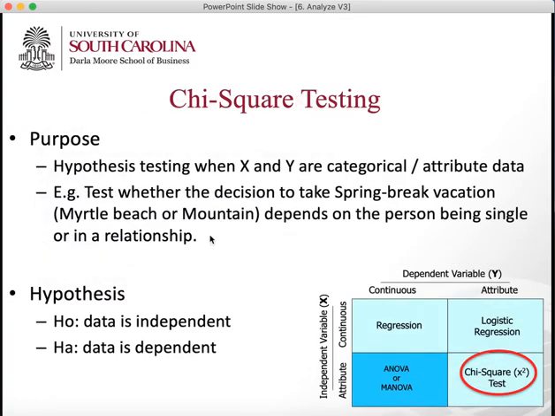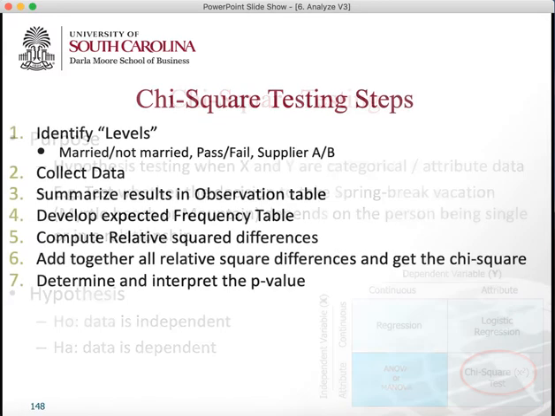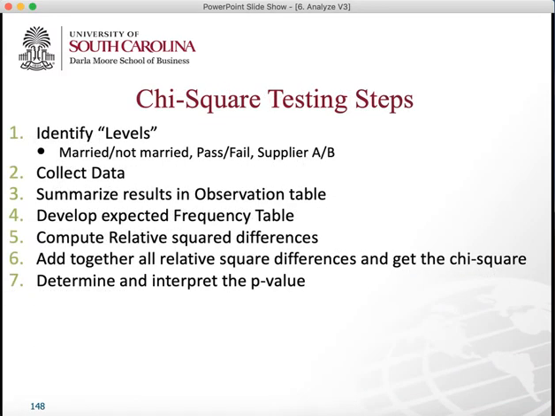Okay. Here I have attribute x variables, attribute y variables. Let's say we test the decision of taking a spring break vacation to Myrtle Beach or a mountain, depending on being single or in a relationship. So think about the data, right? The data will be every observation. First column, you put Myrtle Beach or mountain. The second column, you're going to put single or relationship. So there's just grouping. There's just a categorical variable that I have to take a look at.